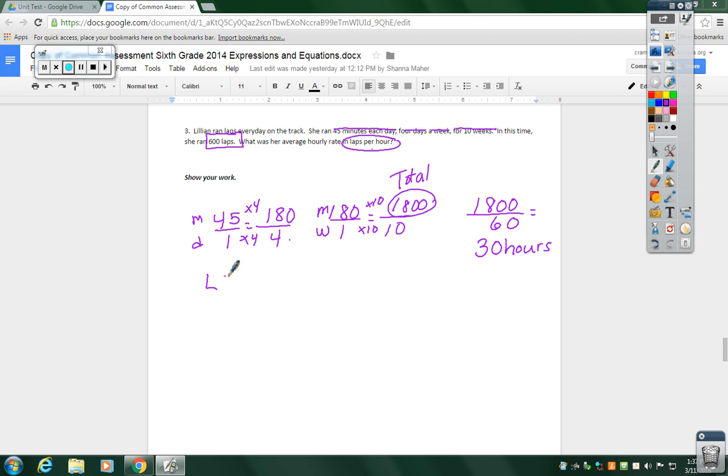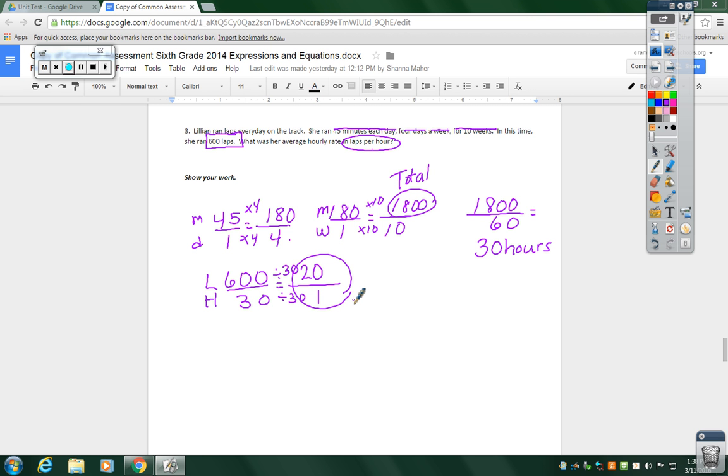Now you have 600 laps in 30 hours. Well, you don't care about 30 hours, you want 1 hour. So scale it down. Divide by 30, divide by 30. She does 20 laps per hour.